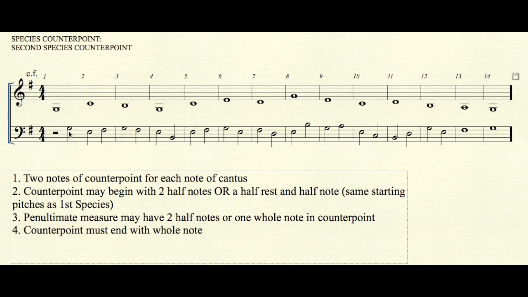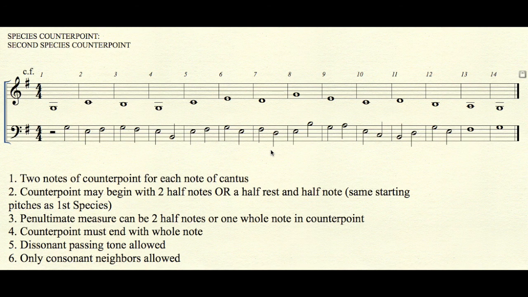Second species counterpoint, rule number 3. The penultimate or second to last measure may have 2 half notes or 1 whole note in the counterpoint. Second species counterpoint number 4. The counterpoint must always end with a whole note in the last measure.